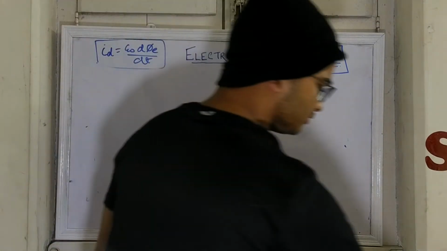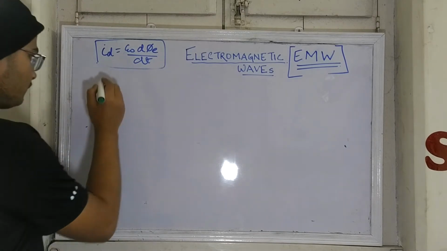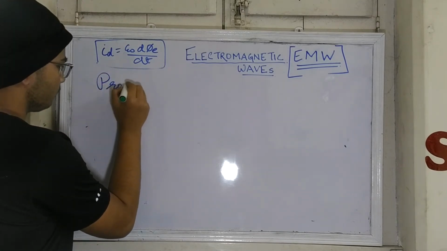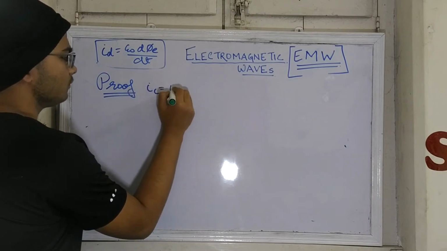Our objective now is to find out how IC is equal to ID. Proof: IC equal to ID.